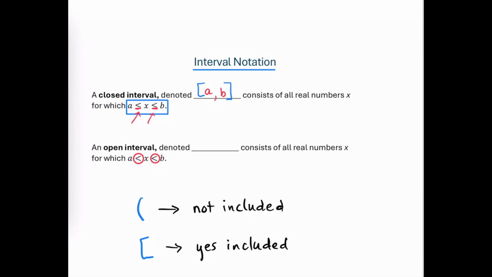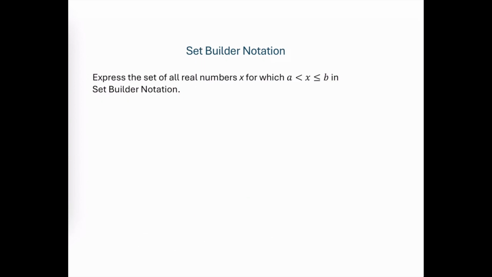But if x is not allowed to be equal to a or not allowed to be equal to b, this would be called an open interval. Then we would use parentheses to open the interval notation, starting with a, comma, going all the way up to b, and then we would use a parenthesis around the b, also indicating that b is not included. Another way to represent an infinite set is by using set builder notation.